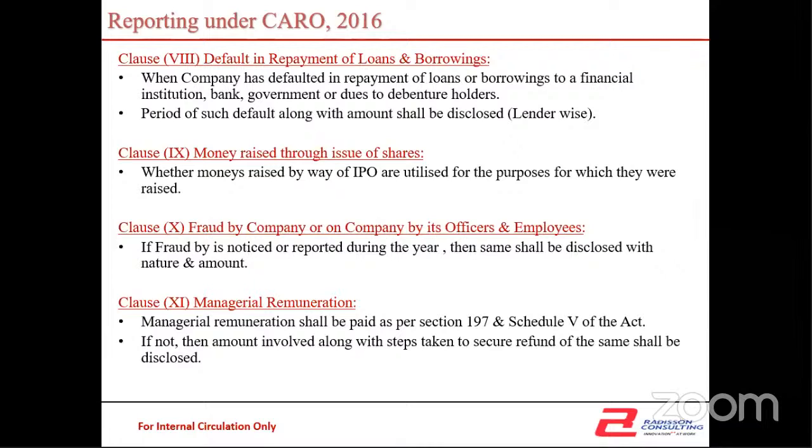Moving ahead to clause 11, which talks about managerial remuneration. This clause is only applicable to public entities and it is not applicable to private entities. The auditor needs to check whether remuneration is paid by the company to a director or a person involved in managing the company under the provisions of section 197 of the Act and Schedule 5 of the Act. In case the amount paid was more, the company must be taking relevant steps with respect to recovery of the same, and accordingly the said fact needs to be reported by the auditor.